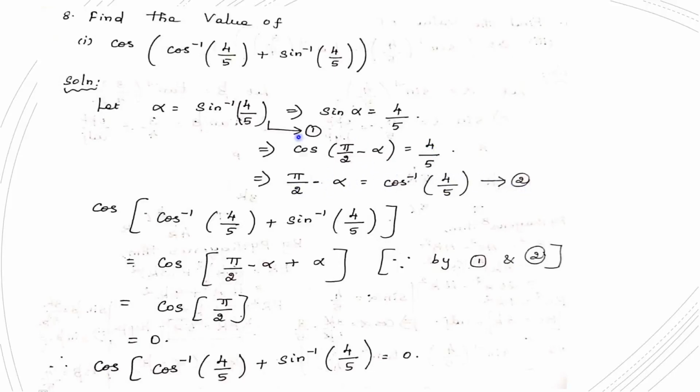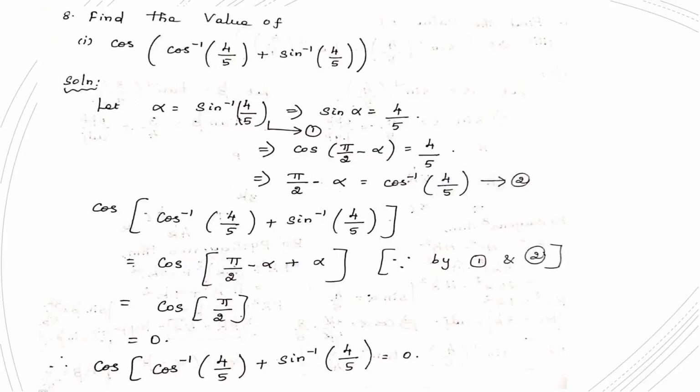Now we are going to substitute 1 and 2 in the given expression. That is cos inverse of 4 by 5 plus sin inverse of 4 by 5. For this cos inverse of 4 by 5, we substitute the second one, pi by 2 minus alpha. The cos outside is written as it is, and inside, in place of this term, they have substituted pi by 2 minus alpha. Plus, this sin inverse of 4 by 5 we had taken as alpha, so in its place they have written alpha. Are you all able to understand this? For this term they wrote pi by 2 minus alpha from the second, and from the first they wrote alpha. The cos outside remains as it is.